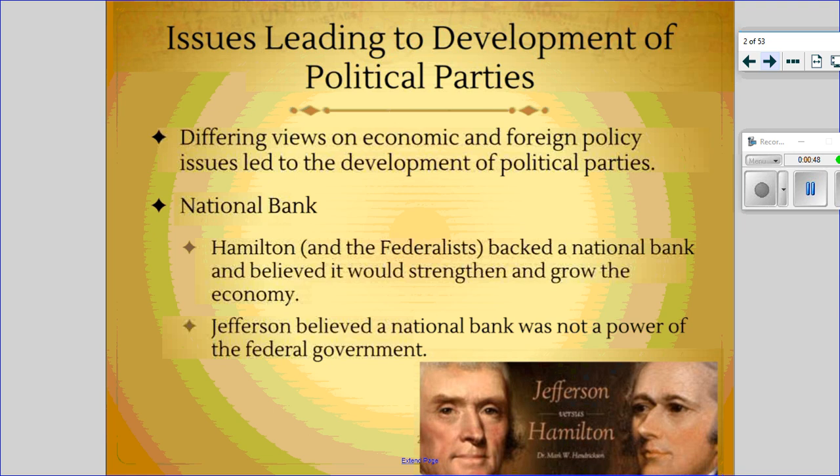The first issue that led to the formation of political parties is the national bank. Remember, Federalists are about a strong national government, and Hamilton and the Federalists wanted a national bank. They thought a national bank would strengthen and grow the economy. So they wanted more government involvement in the economy. Thomas Jefferson did not like that idea. He said that a national bank was not a power of the federal government. So Jefferson doesn't like this.